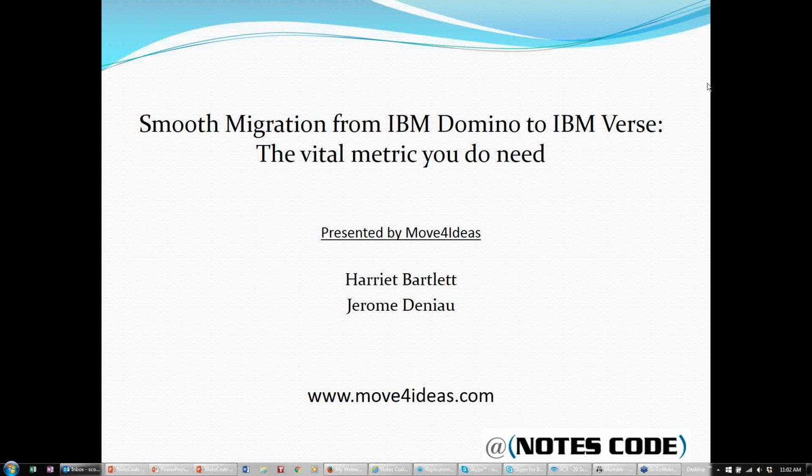Our topic today is a very interesting topic. It's called Smooth Migration from IBM Domino to IBM Verse. It's the vital metric that you do need.